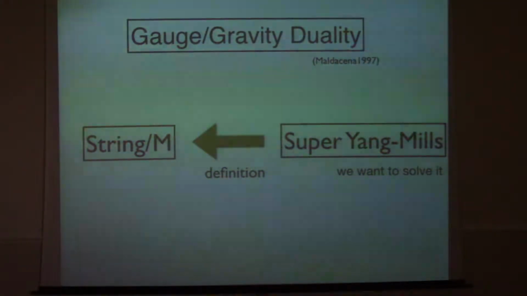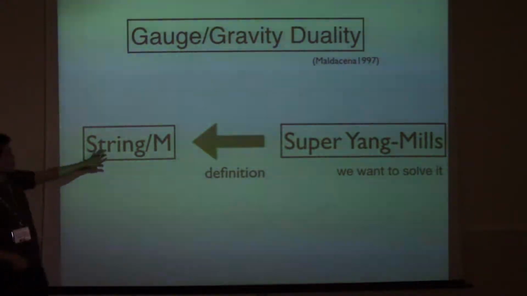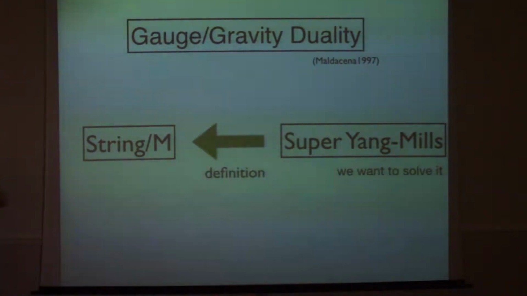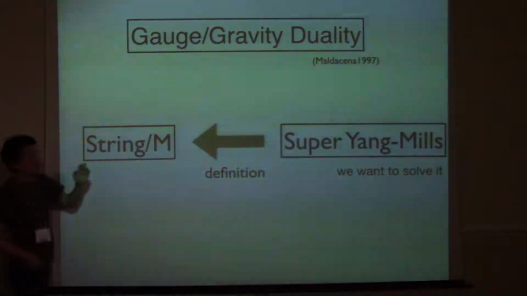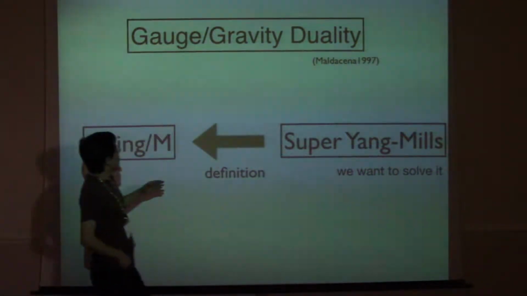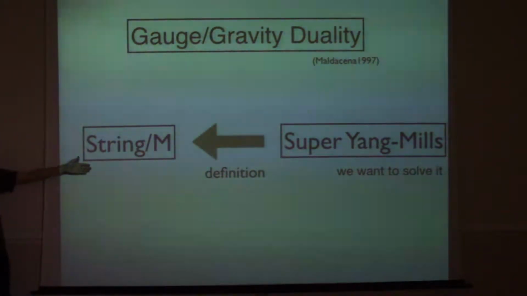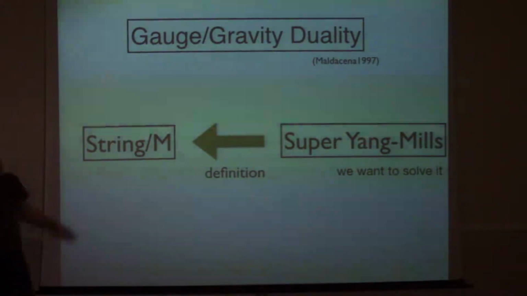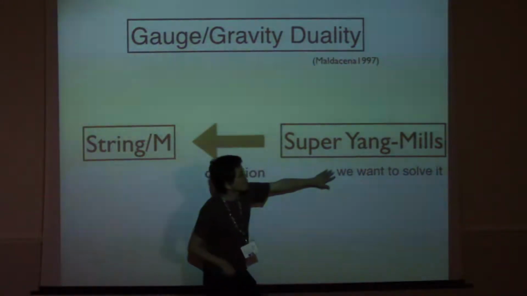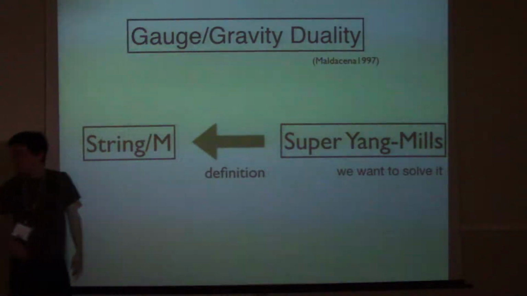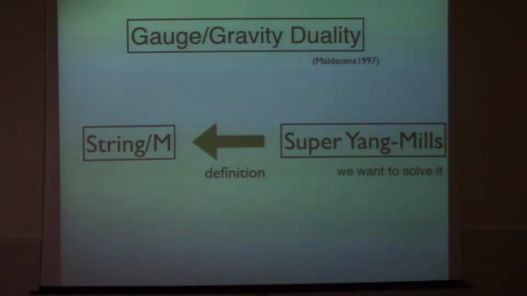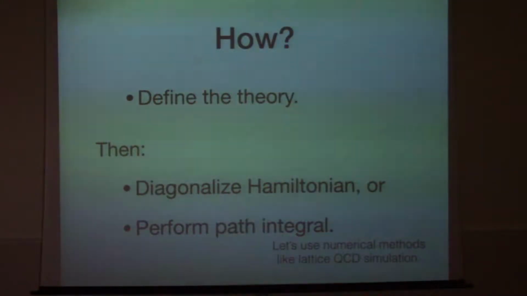I want to use gauge gravity duality to learn about string or M theory, because the duality claims that super Yang-Mills theory can work as a definition of a quantum gravitational system. And for that purpose, we want to solve this side. Okay? And in principle, the physics is very easy. We just have to define the theory and diagonalize the Hamiltonian or perform the path integral.